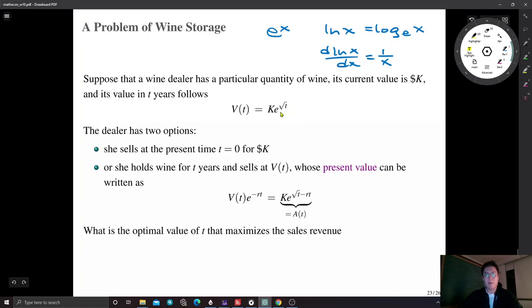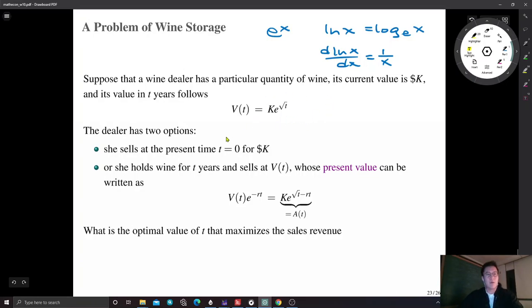Remember, the number e is an irrational number between 2 and 3. So this is an exponential function with a base larger than 1. So that is an increasing function. Although we take the square root on the exponent, it does not matter. The square root of t is also increasing, but its growth rate is a little bit lower than a linear function, but still increasing. So you can see that if someone matures wine, the value of the wine is increasing over time. That increasing rate is captured by this natural exponential function.